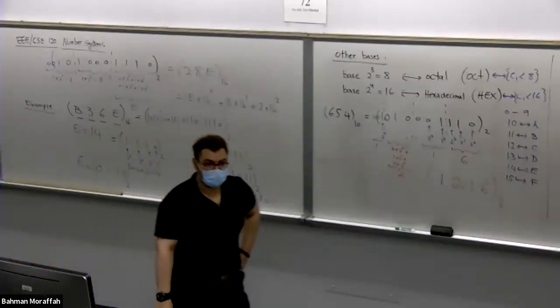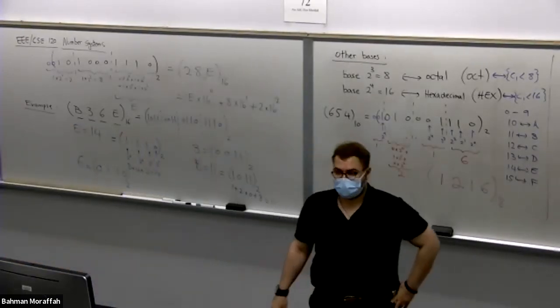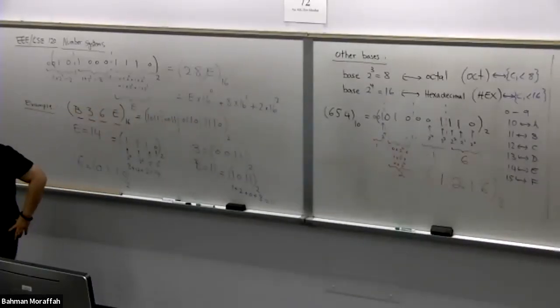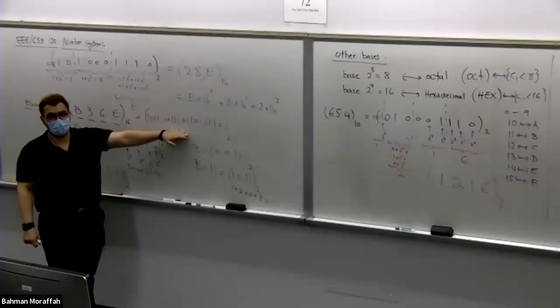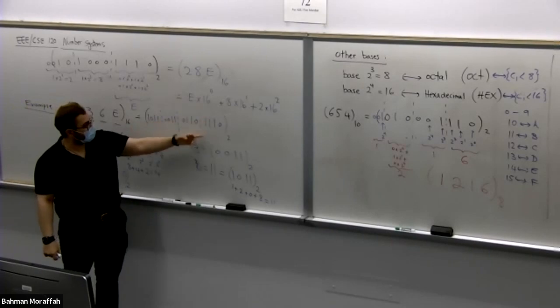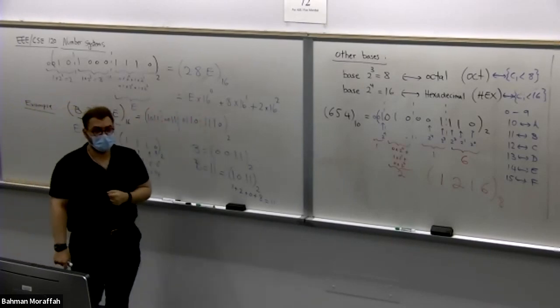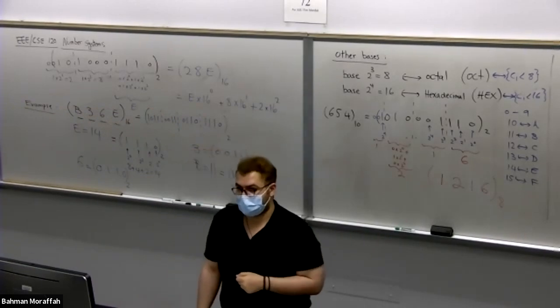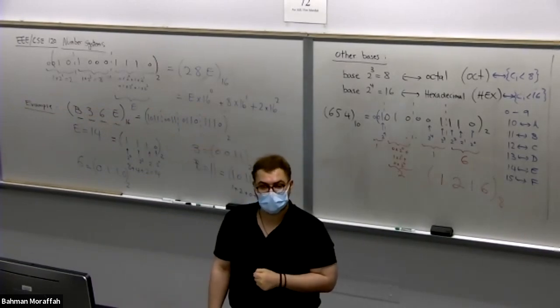Or another way of looking at it is that, let's just say you want to go from this guy to octal, right? So you can actually find this binary representation, then you can look at every 3 bits. And that gives you the octal representation. Right? Make sense?